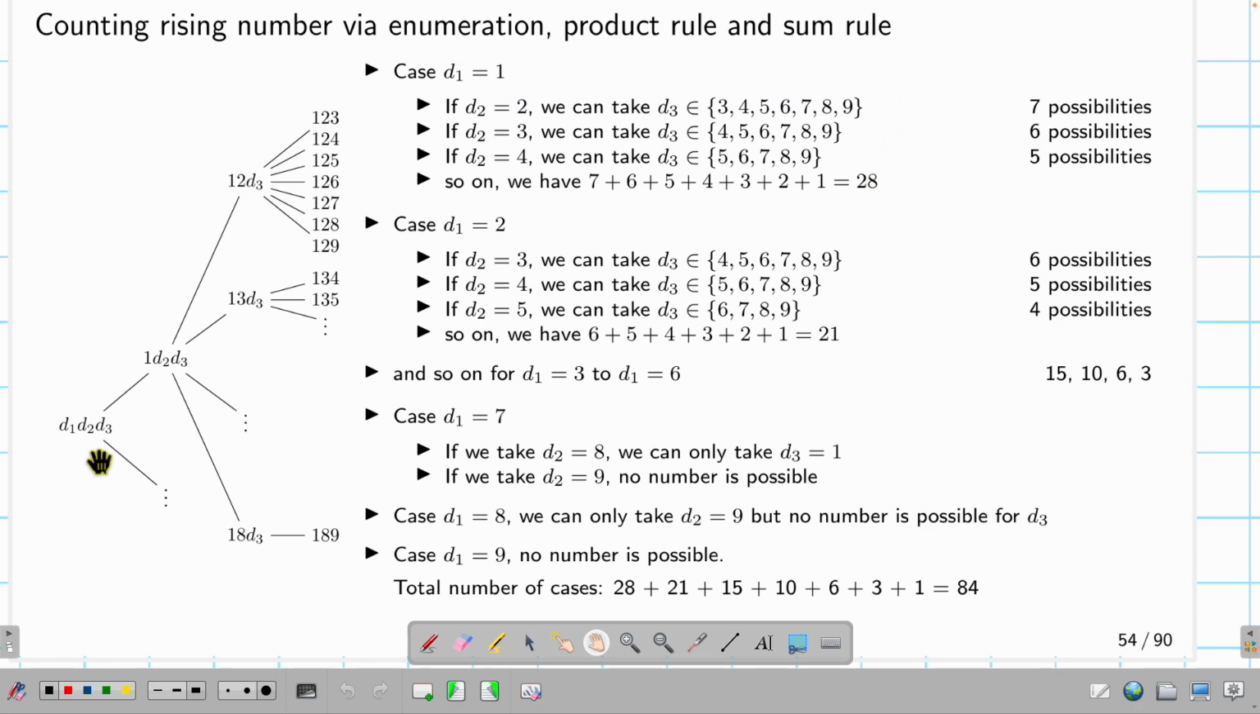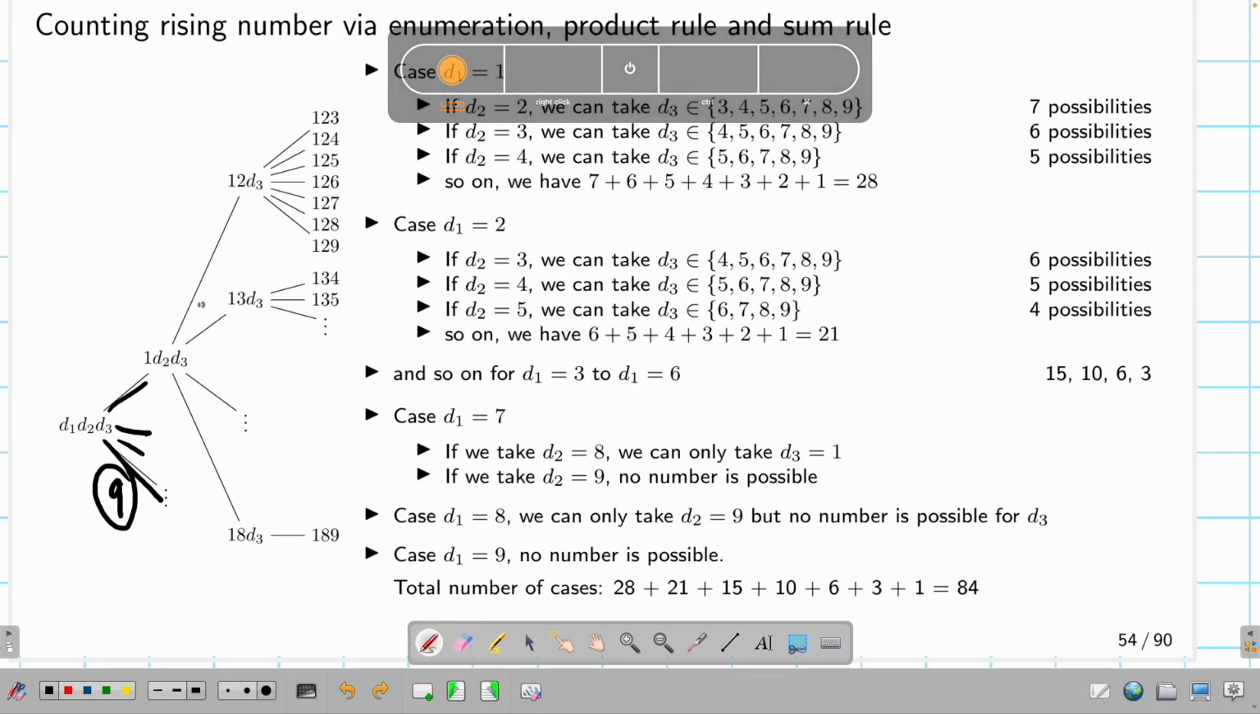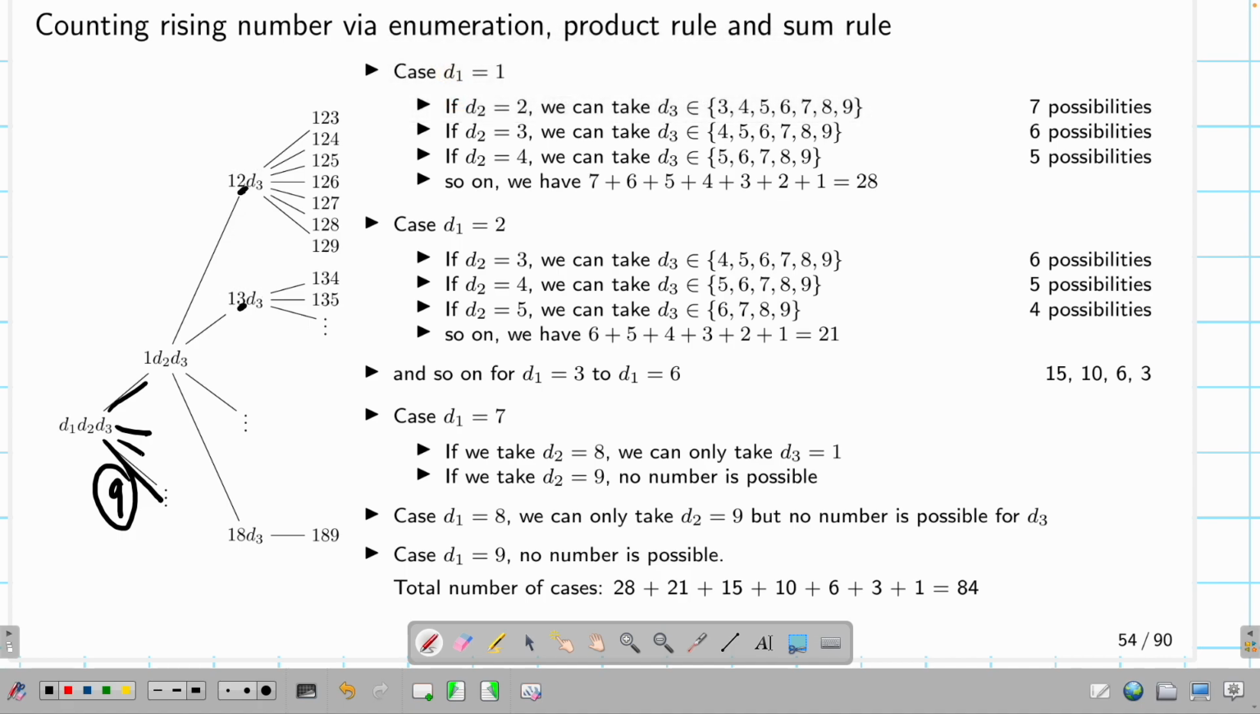So suppose we have D1, D2, D3, and now we draw a tree. The first case is, for D1, there are how many possibilities? We have 1, 2, 3, 4, 5 up to 9. We have 9 branches. After that, we look at D2. For D2, how many branches? Can we take 1? No, because we have to make sure D2 is larger than 1. So D2, the smallest one, is 2, and then we can go to 3, 4, 5, 6, up to 8. You may wonder, can we go to 9? No, because if we go to 9, then there is no more answer for D3. So here we stop at 8.